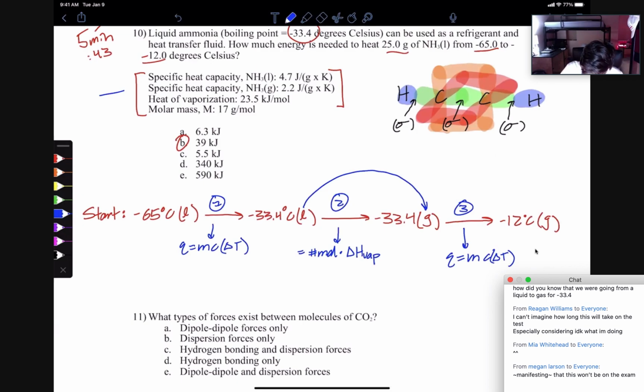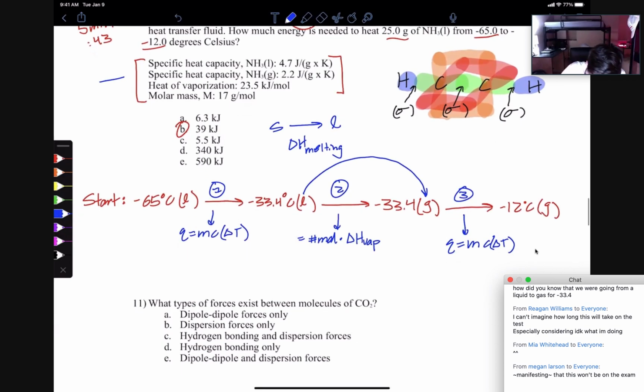If this were a solid, and we wanted to move from a solid to a liquid, then you would have the delta H of melting, right? Moving from a solid to a liquid. Okay, so now it's just a matter of plugging things in.